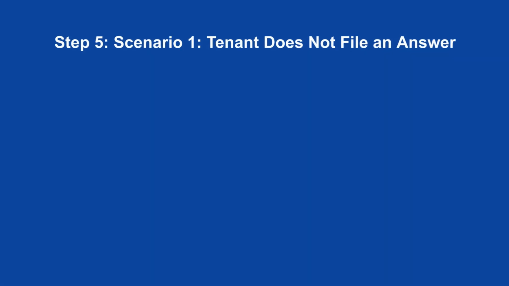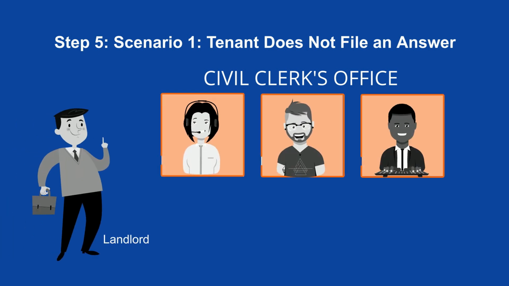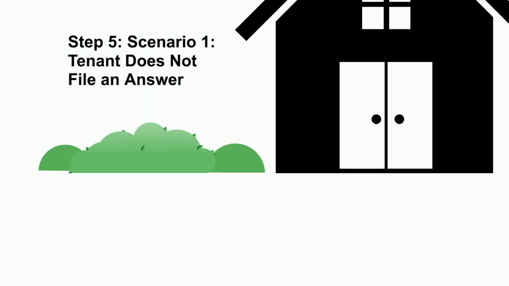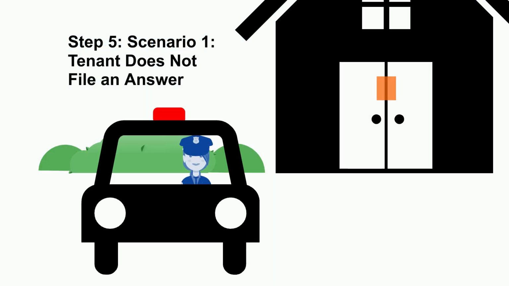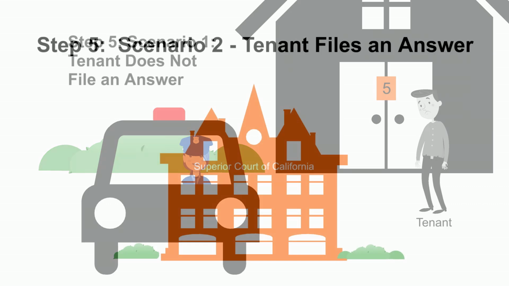Step 5. Scenario 1. Tenant does not file an answer. The landlord can proceed in the case and obtain a judgment for eviction against the defendant. The landlord will request a default judgment to be entered and a writ to be issued. The writ will authorize the sheriff to post a 5-day notice to vacate on the property and then perform the eviction on the posted date. This means that the tenant will be locked out if they have not vacated prior to the sheriff coming to undertake the lockout.